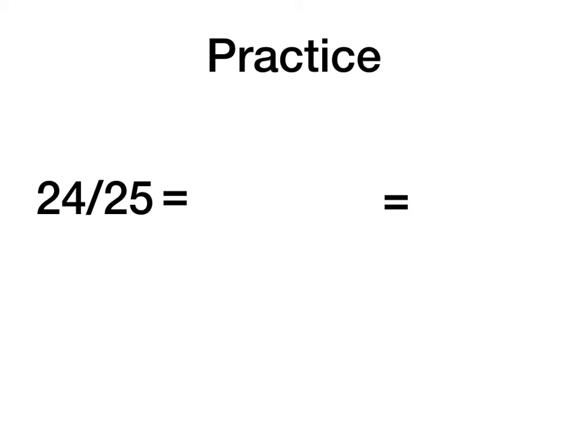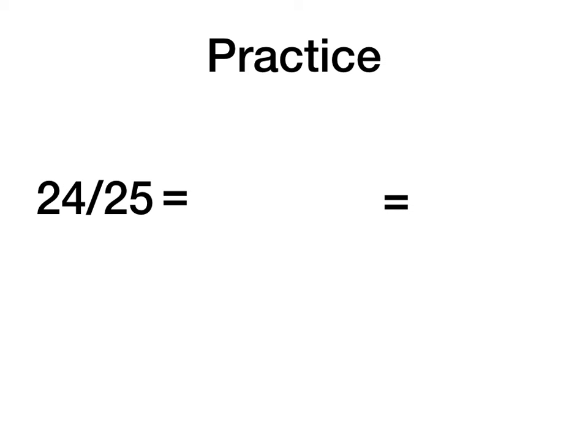Well, if you noticed, all of the numerators are smaller than the denominator, and that's because we don't have a whole yet. Notice that if the numerator here is 24, if it was like 26, we would actually have more than 100% of something. We'd actually have more than the whole thing. Okay, but here what we do have is 24 over 25.